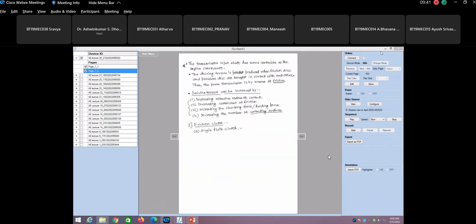So good morning all. Today we will discuss the single plate clutch, the analysis of the single plate clutch for torque transmission. I will show you the sketch, the figure of the single plate clutch, which is there in the PowerPoint presentation, and then we'll try to do the analysis of that for torque transmission.